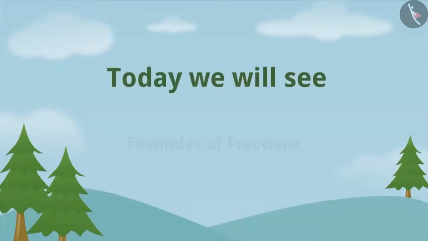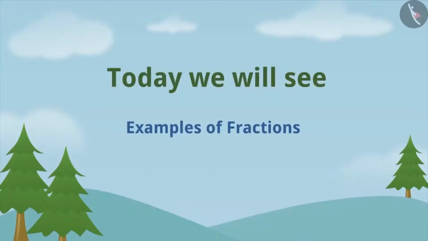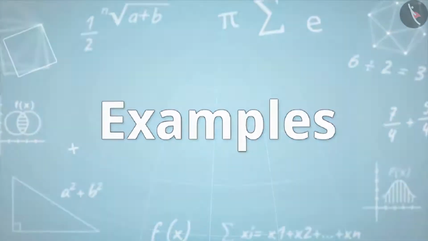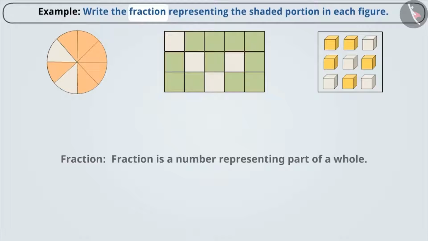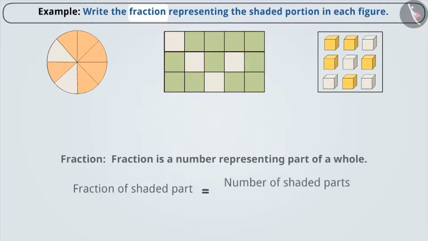Today, we will see some examples of fractions. Write the fraction representing the shaded portion in each figure. In this example, fractions are represented as shaded parts. Let's identify them. You already know that a fraction is a number representing part of a whole. Therefore, the fraction of shaded part is the number of shaded parts by the total number of parts.